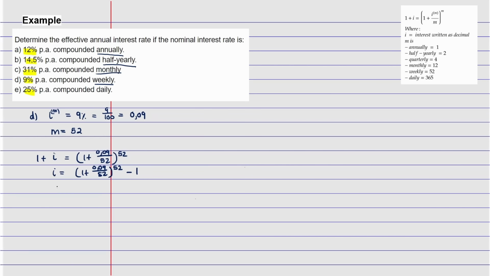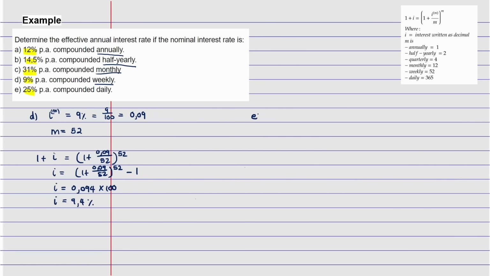Punch that into the calculator. You're going to get that your I is equal to 0.094. Multiply that by 100 to get it into a percentage. So I is equal to 9.4%. So that's how you would do D.